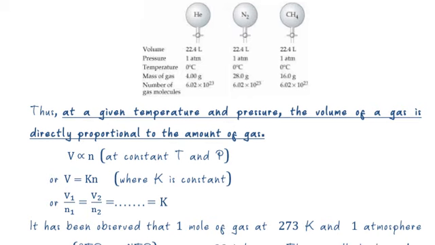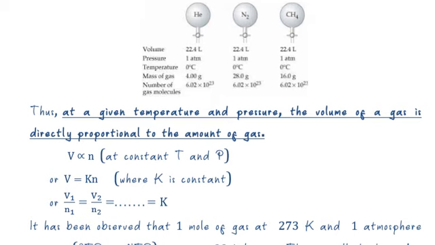You can see in this diagram 22.4 liters of helium, 22.4 liters of nitrogen, 22.4 liters of methane. Volume, pressure, temperature, mass of a gas, and the number of gas molecules. Thus, at a given temperature and pressure, the volume of a gas is directly proportional to the amount of gas. That means V is directly proportional to n at constant temperature and pressure. So V is equal to Kn, where K is a constant. So V1 by n1 is equal to V2 by n2, that is equal to K.